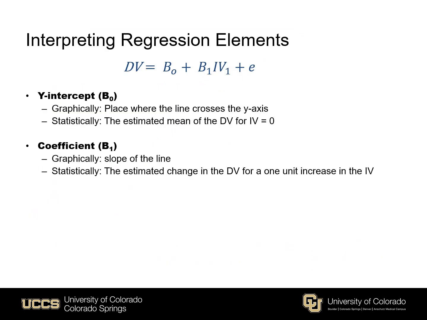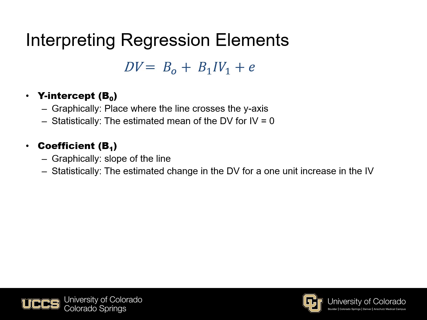Okay, let's take our first stab at interpreting regression elements. As you can see on the slide, I have our regression equation in terms of the dependent variable and independent variable. And I'd like to look at the intercept and the coefficients separately and do so with both a graphical and a statistical interpretation. So what we've seen so far looking at the scatter plot is that the intercept B0 is the place where the scatter plot regression line crosses the y-axis. And statistically, you can also think of it as the estimated mean of the dependent variable for when the independent variable is 0.